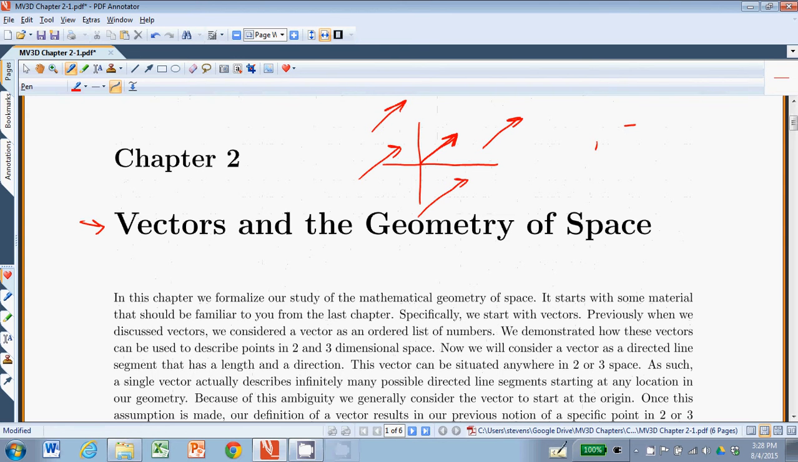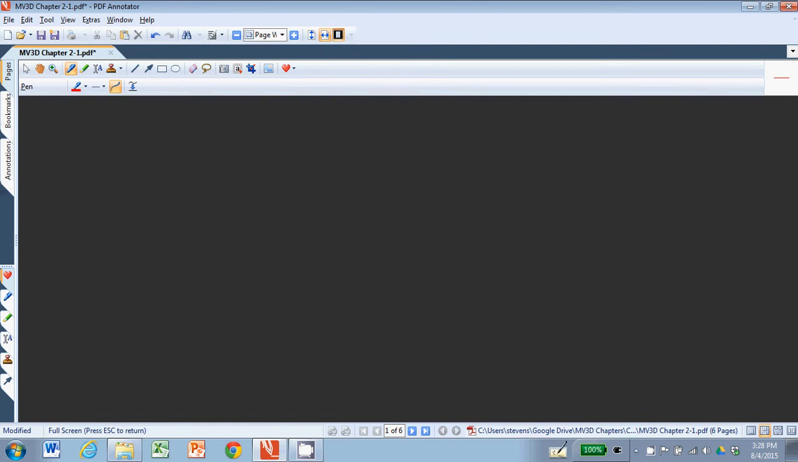If, however, you choose the original point to be 0, 0, then a vector does in fact point to a specific place in 2D or 3D. So again, our vectors considered in this context can be used to describe points in 2 space and 3 space, and we can start talking about the geometry and manipulations in 2D and 3D. Okay, so I'm going to start chapter 2.1, but I'm going to switch into full screen mode.